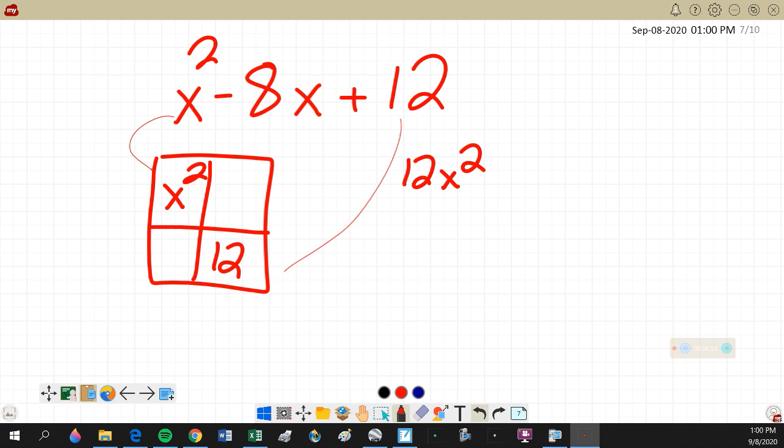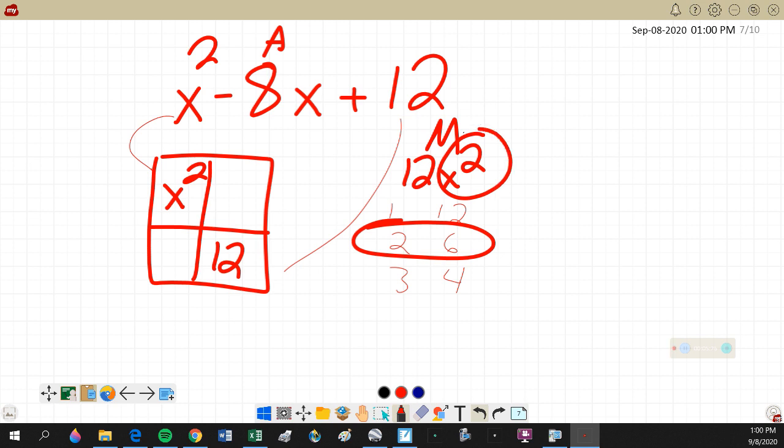Now we play the factor challenge game. What two numbers multiply to be 12x squared and add to be negative 8? So my options are 1 and 12, 2 and 6, or 3 and 4. And the answer is 6 and 2 if I make them both negative. The difference is I also have an x squared, which means negative 2x and negative 6x. Okay?